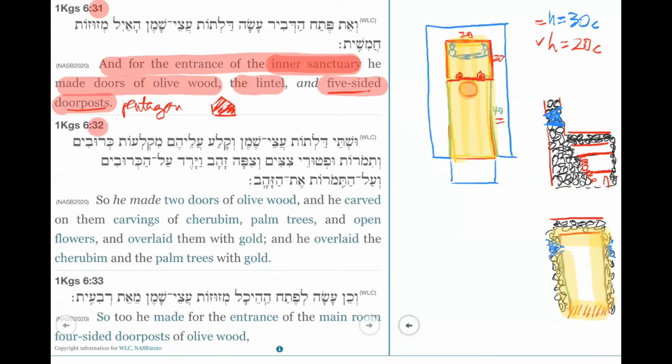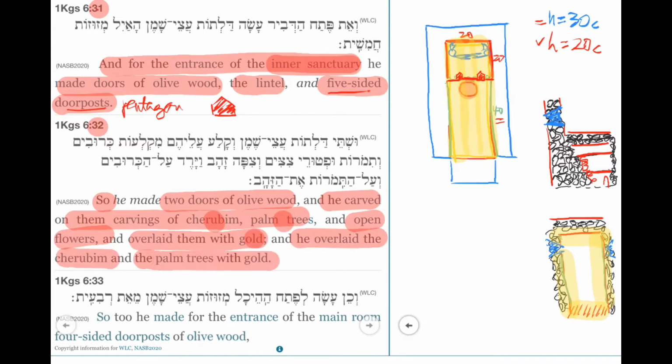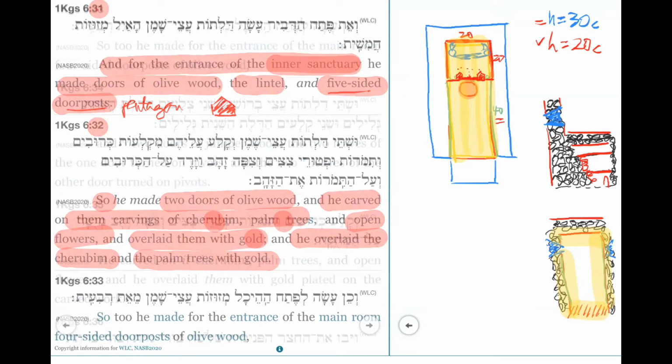Verse 32. And so he made 2 doors of olive wood. He carved them with carvings of these pictures and overlaid them with gold. And he overlaid the cherubim and the palm trees with gold. So now we have the doors here, right? There is 2 doors that you go in.